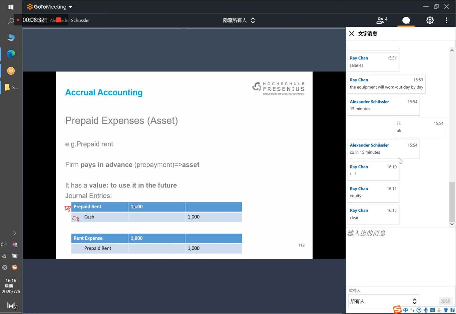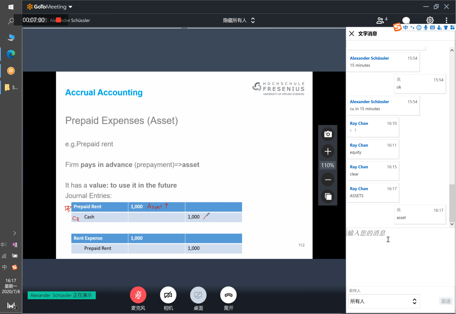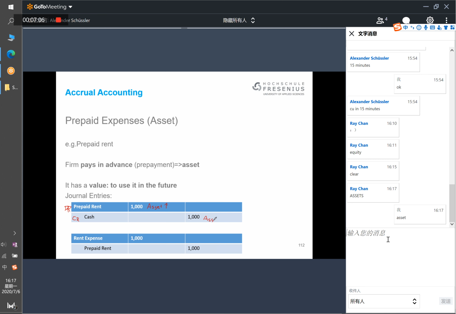Prepaid rent is an asset, and one asset increases. So asset up. And cash, what kind of account is it? Cash is also an asset, yeah? So one asset up and one asset down. Very good, very good. So I see you understand it. One asset down.